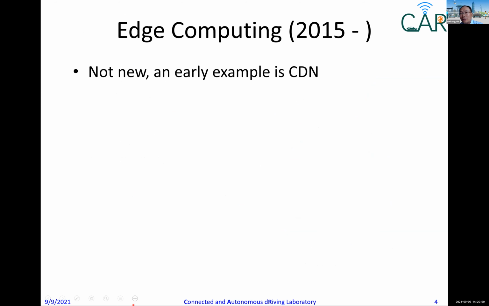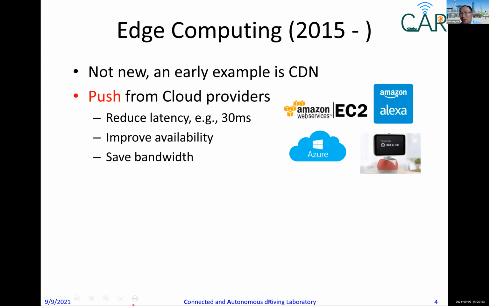But there are two important driving forces behind why edge computing gradually became popular around 5 years ago. The first is the push from the cloud providers, who want to address latency, availability, and saving bandwidth. Those are the typical reasons. That's why, as of today, you can see many edge computing framework providers, software-wise, Microsoft, Amazon, pushing very hard on this, because there's a need here.